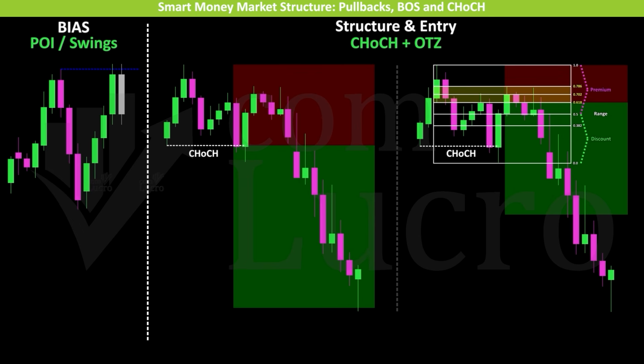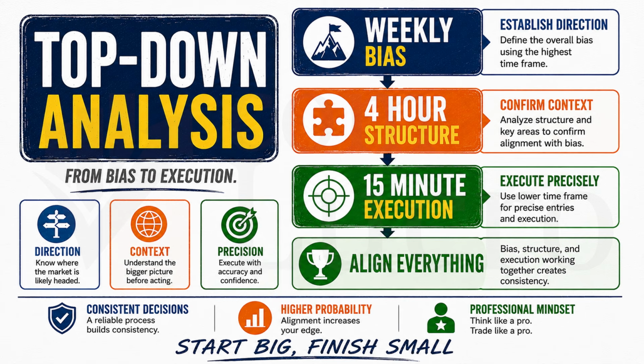Inside the OTZ, we will focus on two different entry models. The first uses a fair value gap and order block reaction inside the premium zone. The second uses CISD confirmation before execution. So, throughout this framework, the weekly chart provides the bias, the 4-hour chart provides the structure, and the 15-minute chart provides the precision entry used to align the entire setup in one direction.